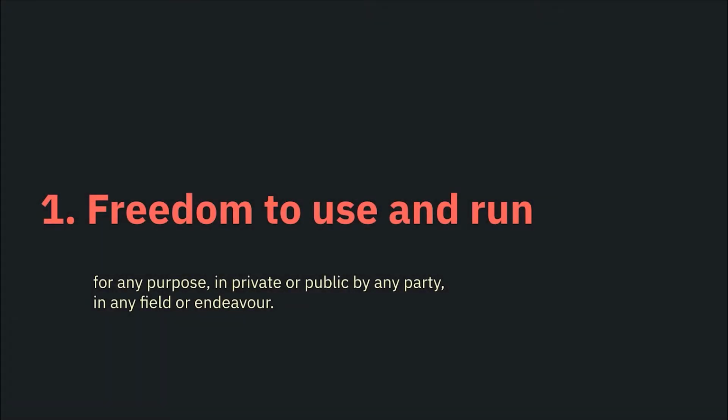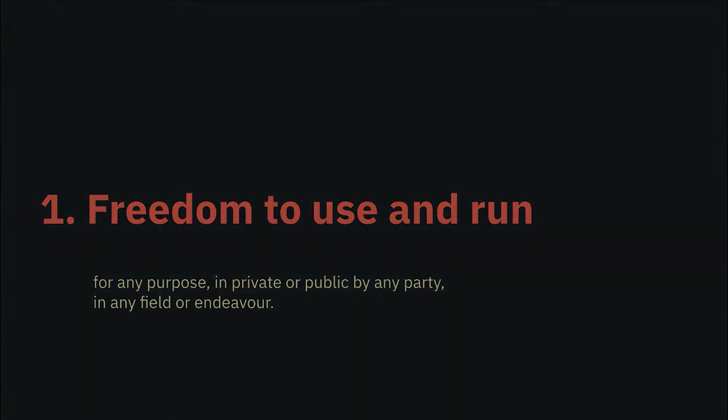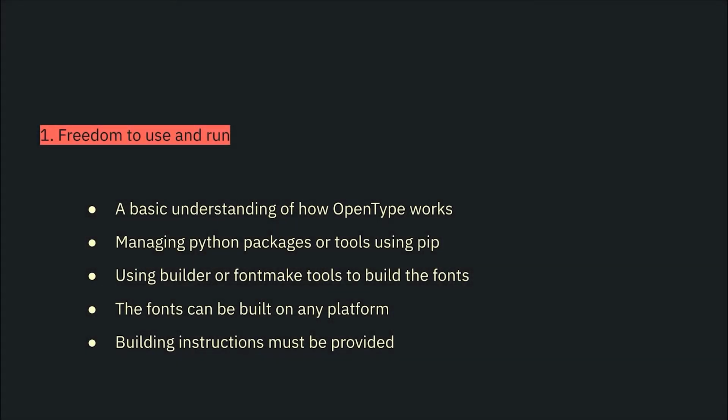Freedom to use and run. First, the freedom to use and run. Assuming fonts are software in some way, this preserves the freedom to use and run them for any purpose, in private or public, by any party, in any field or endeavor. So it implies the following conditions for the onboarding process. It is necessary to have a basic understanding of how OpenType works, and ideally managing Python packages or tools using pip.